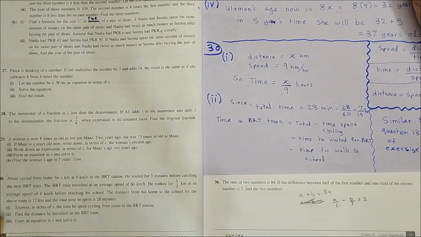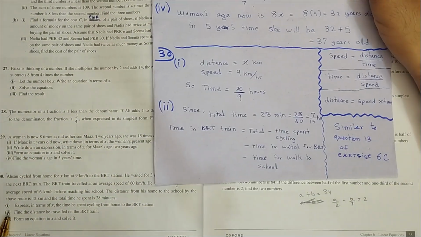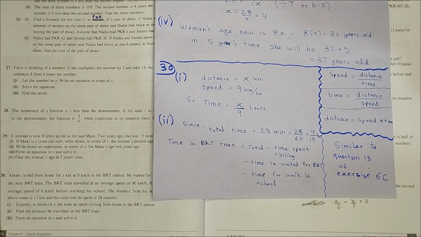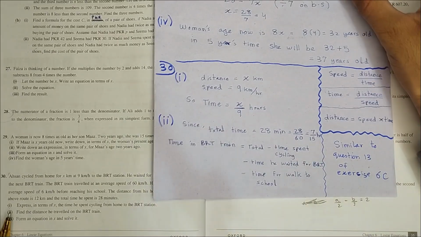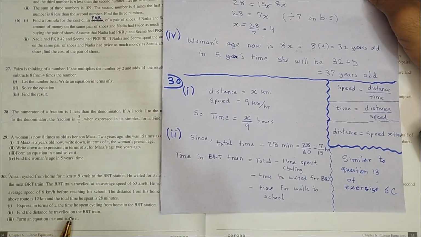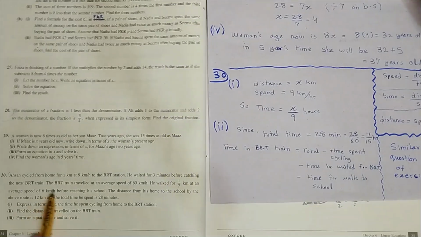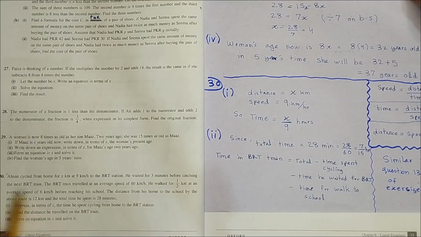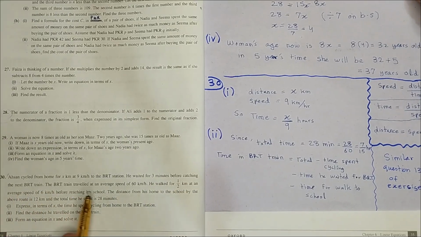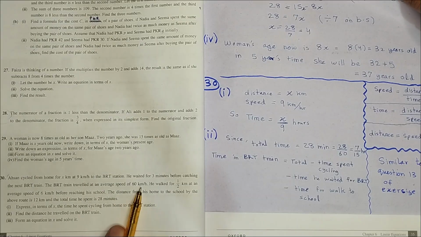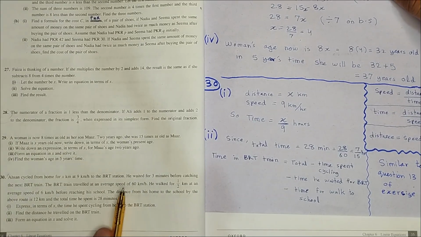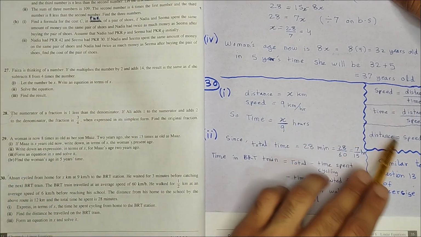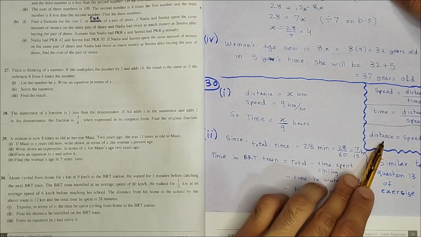Going to the second part of question number 30. It says find the distance he traveled on the BRT train. What do we know about the BRT train? We know that he waited for 3 minutes to catch the BRT train, and we know that the BRT train traveled at an average speed of 60 kilometers per hour. We know the speed. It's asking us distance.